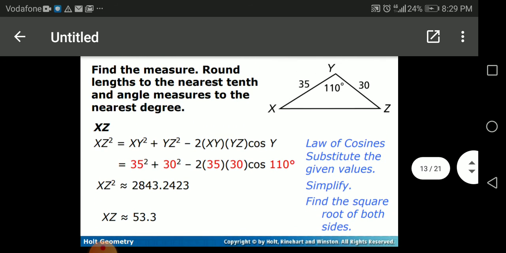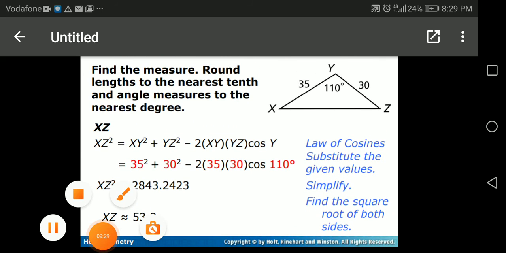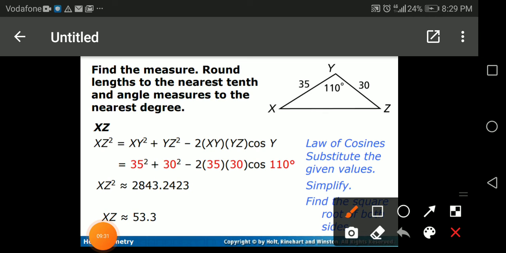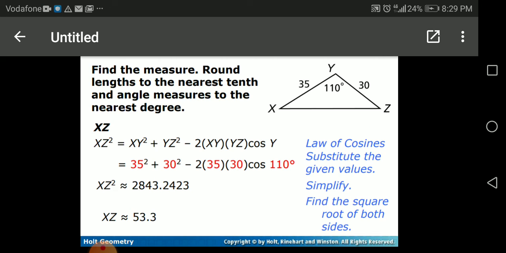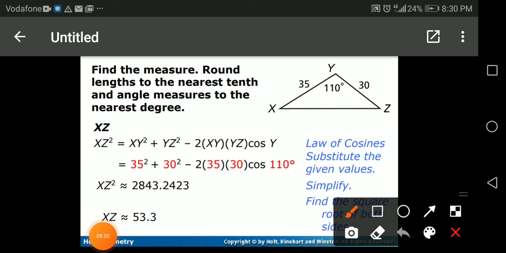So we got here: find the measure of XZ, the length of XZ. And don't forget to round the length to the nearest tenth and the angle measures to the nearest degree, after using the calculator. Okay, guys? Let's do it. No panic here. So how can I solve it? I can't use the sine, but I can use the cosine.